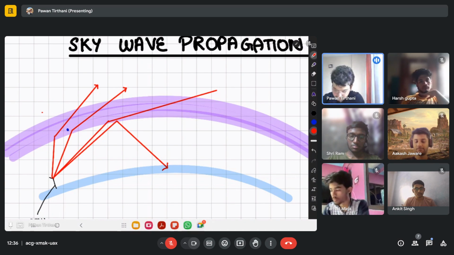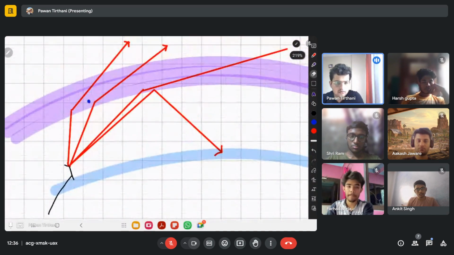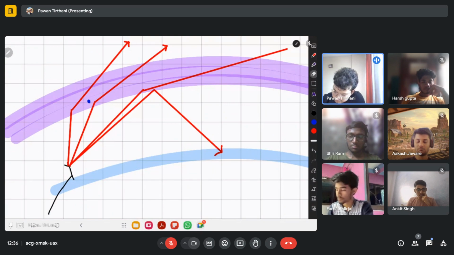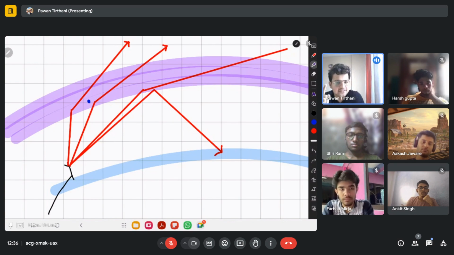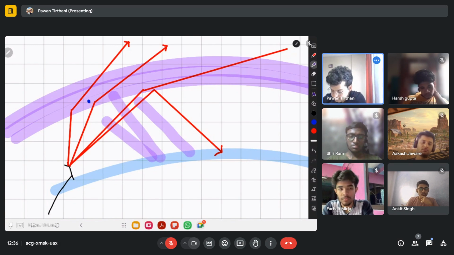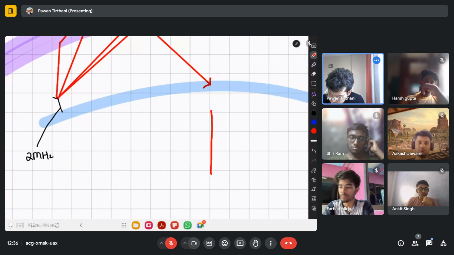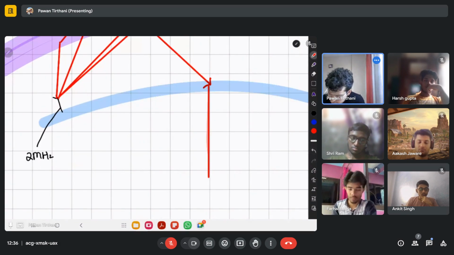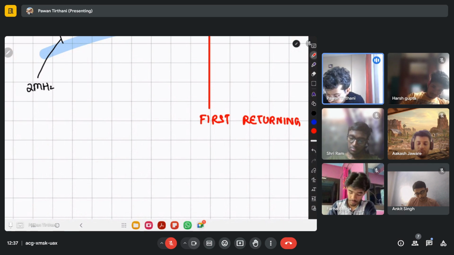Okay, great. Have a look. Now, this wave which came back, this is the first wave which came back. Did any wave come back before it? No. So that is why this wave is called, mark it down, the first returning sky wave.